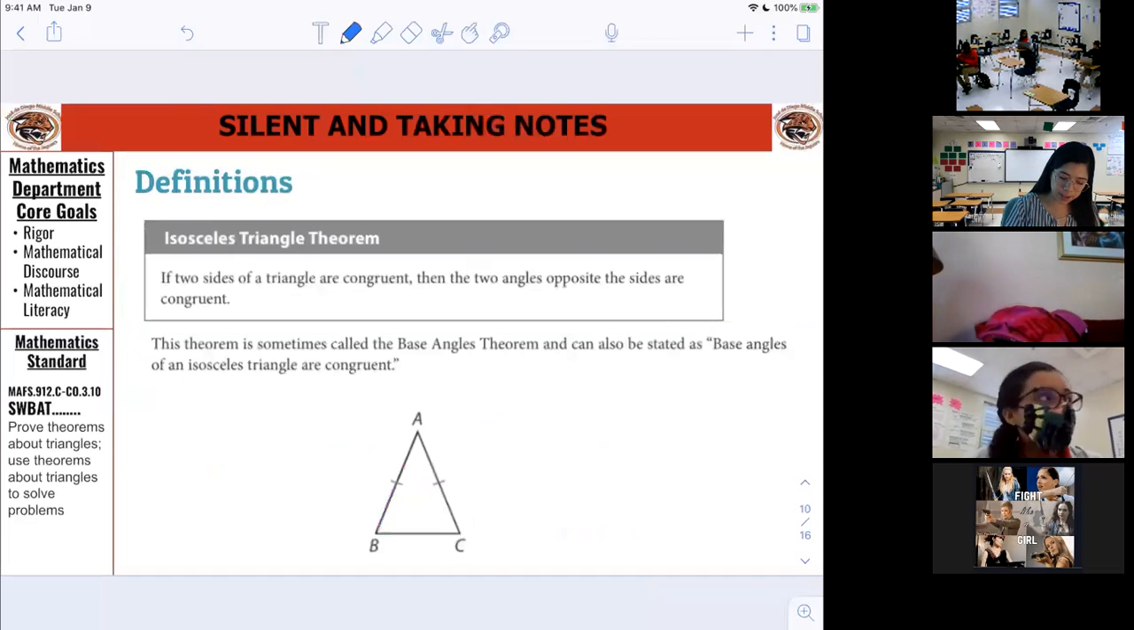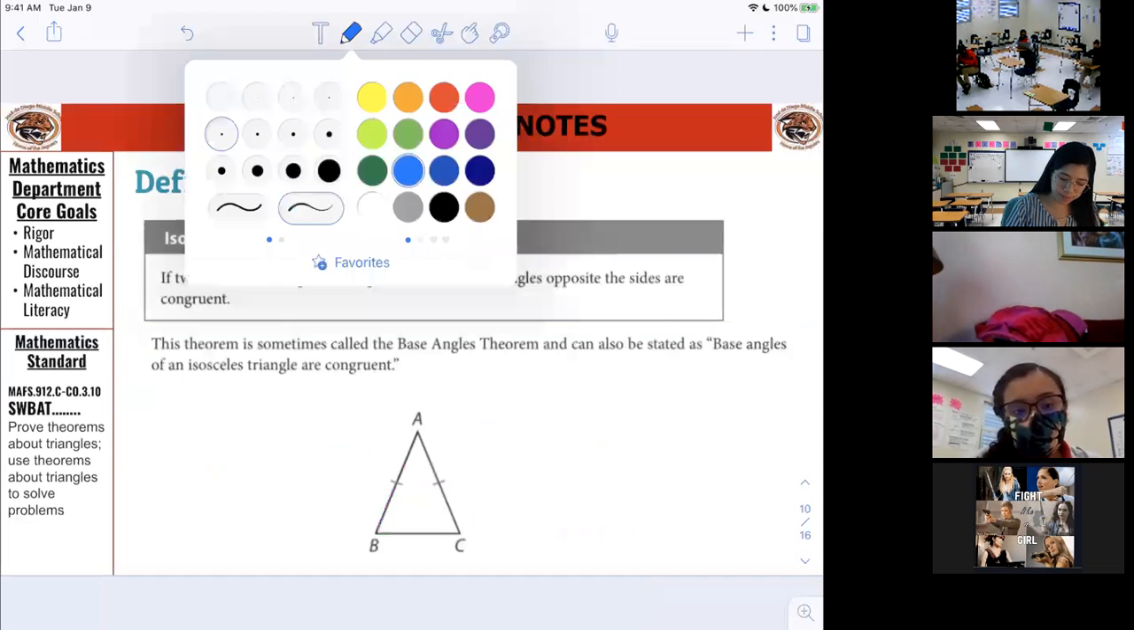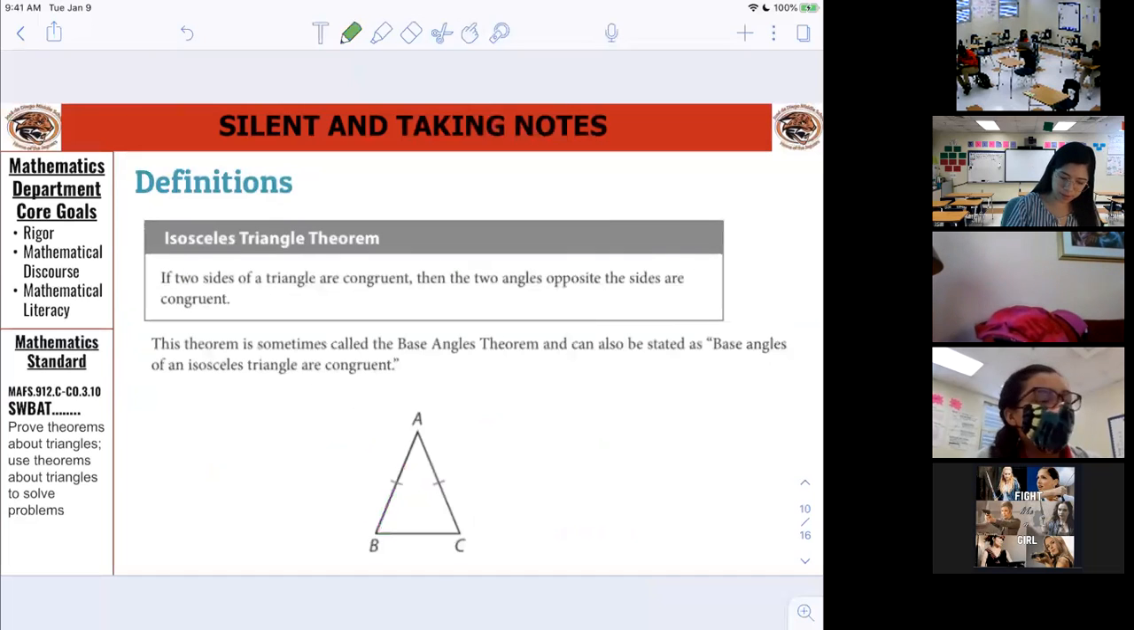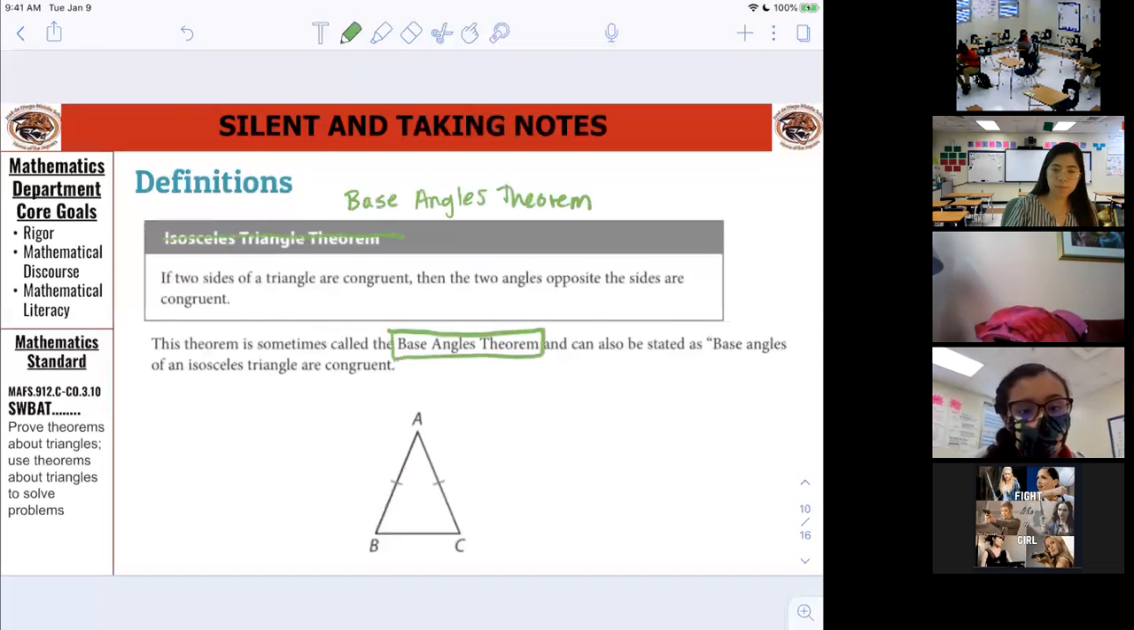Can I have a volunteer read the isosceles triangle theorem? If two sides of a triangle are congruent, then the two angles opposite the sides are congruent. Here's another thing though. This theorem is more commonly known as the base angles theorem. I know that it's called the isosceles triangle theorem, but I actually want you to write it down as the base angles theorem.